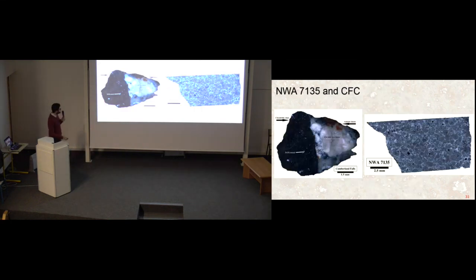One of them is this meteorite called Cumberland Fault. These fragments were interesting for us. There are clasts in an achondritic meteorite, this one, and this is showing the Northwest Africa meteorite. There are three meteorites which are very similar to our meteorite, and two of them are these ones.